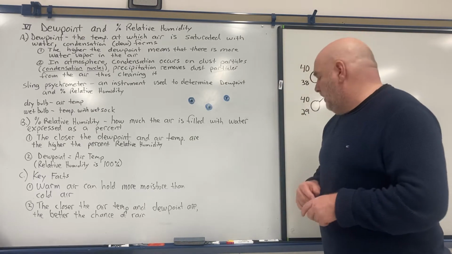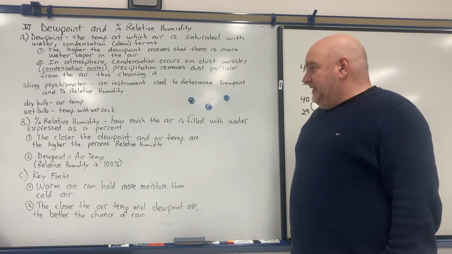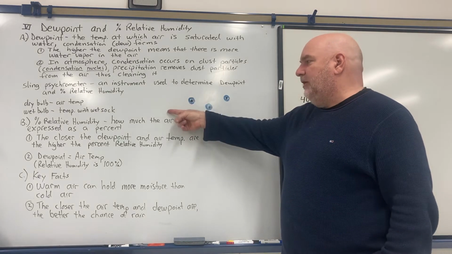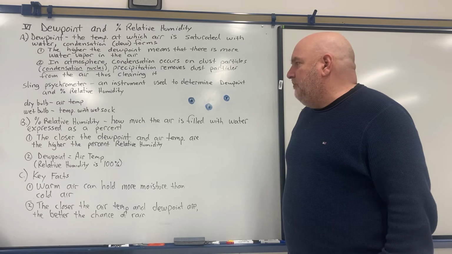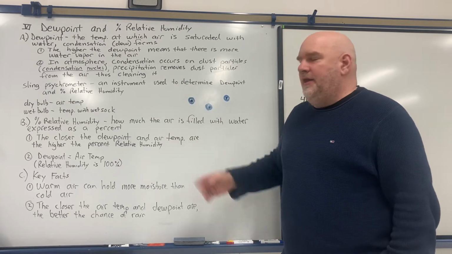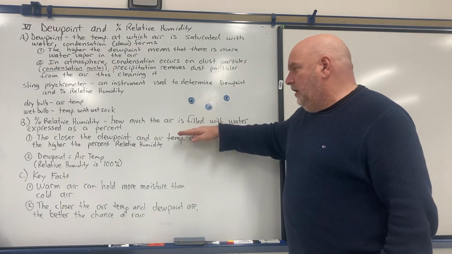All right. Now, the instrument that we use to measure dew point is called a sling psychrometer. But we're going to come back to how we go about using that in a few minutes, because we also use a sling psychrometer to measure relative humidity, and I'll just cover them both at once. So let's go down to this.